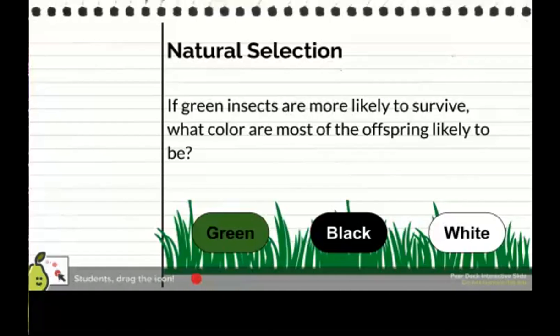Now, what about this question? Let's take it a step further. The green ones are more likely to survive. So then what color are most of the offspring likely to be? Again, drag your dot to where you think it's going to go. And I guess I can show you on the video.